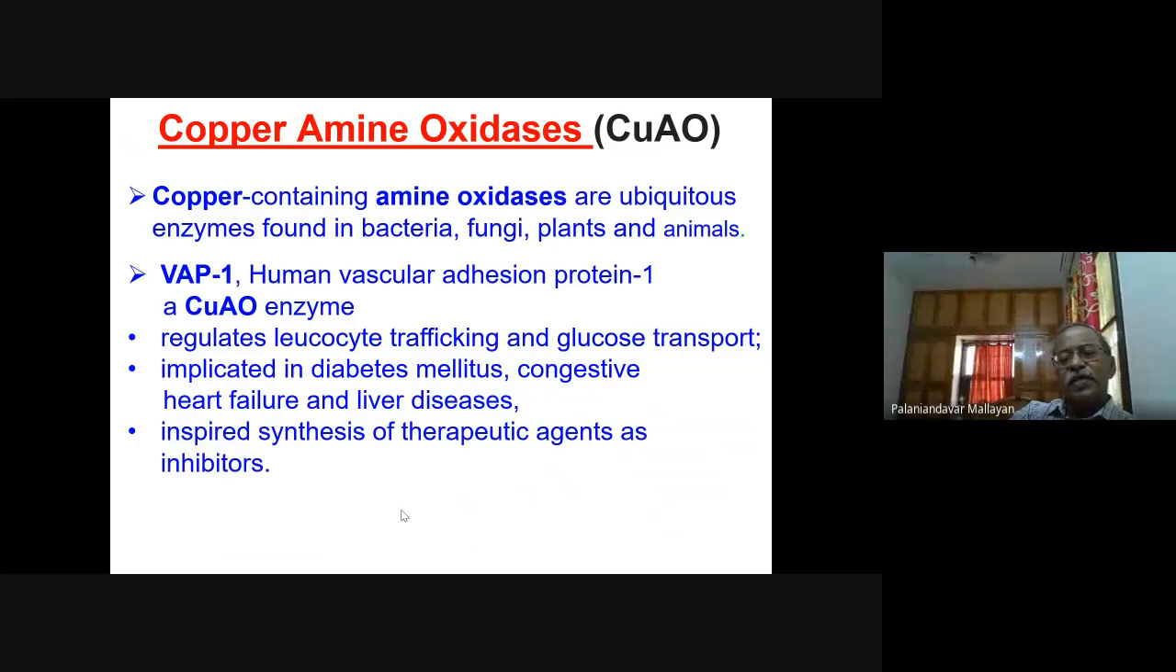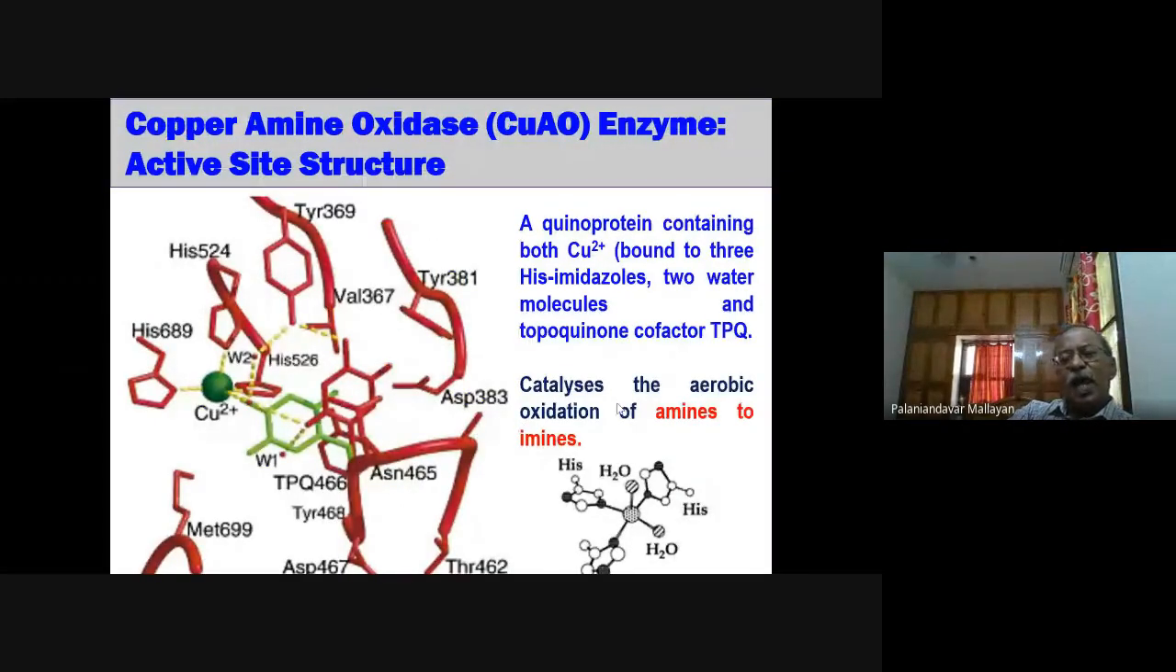What is copper amine oxidase? It catalyzes the aerobic oxidation of amines to imines. That is, NH2 groups to imines containing a C double bond N. Oxidation, right? C-NH2 to C double bond N, sorry, C double bond N. Amines to imines. So this is the most important reaction, industrially important, and it's also important from the point of view of synthetic organic chemists.